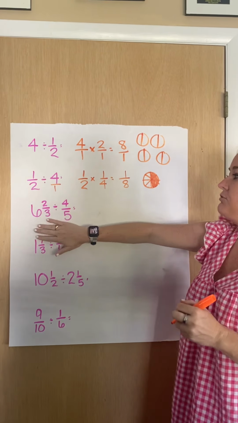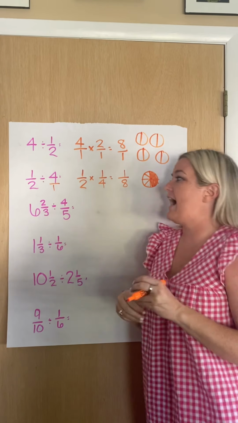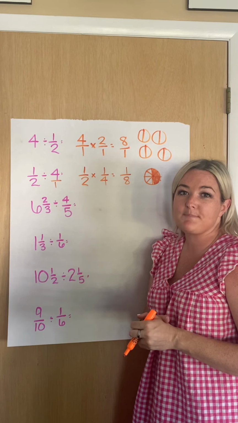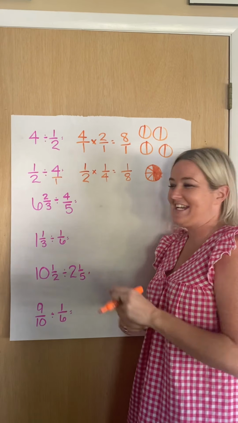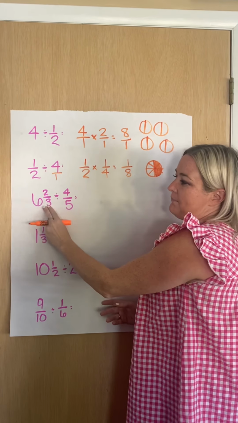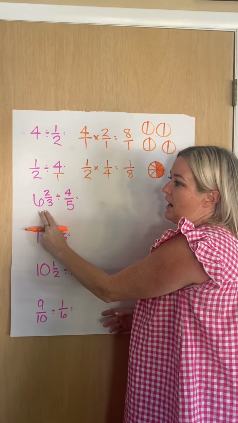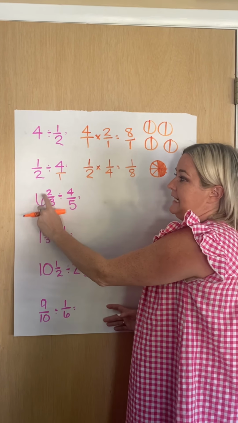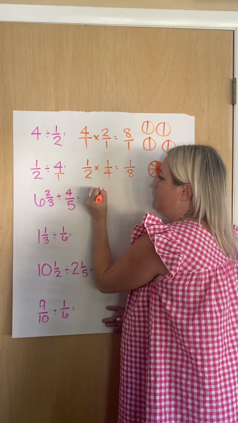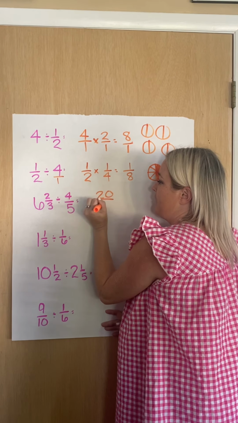All right, we're going to do 6 2/3 divided by 4/5. Press pause. And now let's go over it. 6 2/3. So remember, I have a mixed number. I have to make it into an improper fraction. I'm going to do 6 times 3, which I know is 18. 18 plus 2 is 20 over 3.